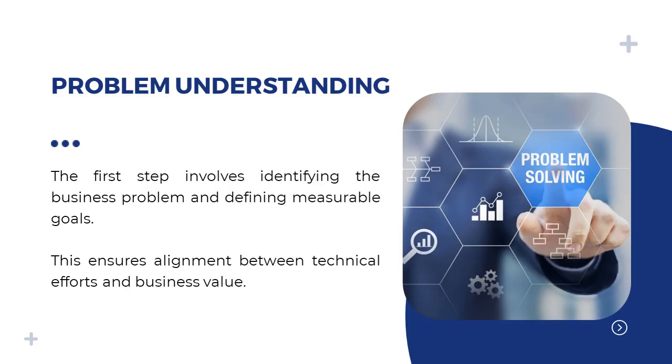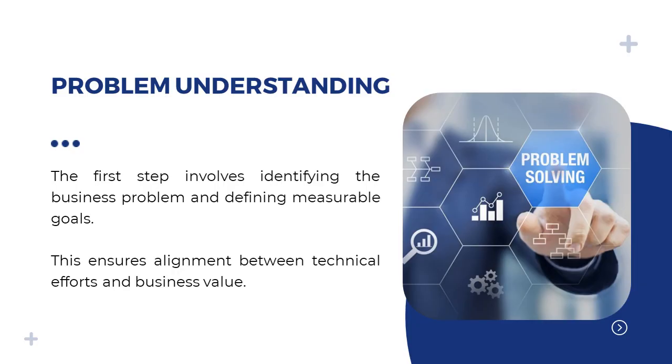Understanding the problem involves interacting with stakeholders, reviewing existing workflows, and analyzing historical performance. Clear problem definition helps in setting the scope and avoiding project drift. It also influences what data is collected, which modeling techniques are selected, and how success is measured. This stage is not about jumping into code or data, but about asking the right questions.